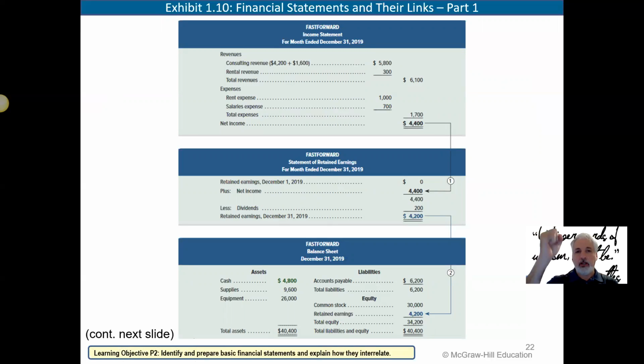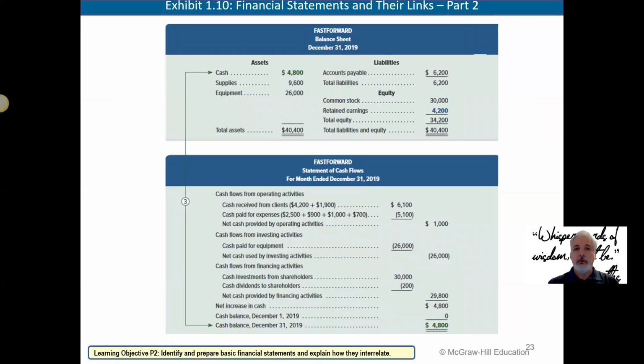You got $4,200 in cash for services rendered. Your retained earnings goes up $4,200 without hesitation, and so does your income statement. So all these are related: income statement to the statement of retained earnings to the balance sheet. Continuing, we now have a balance sheet where assets equals liabilities plus equity.